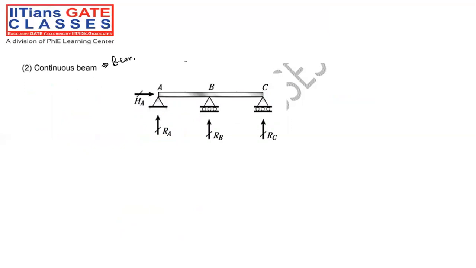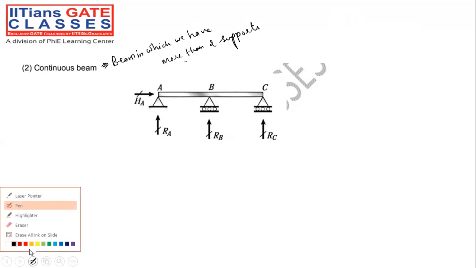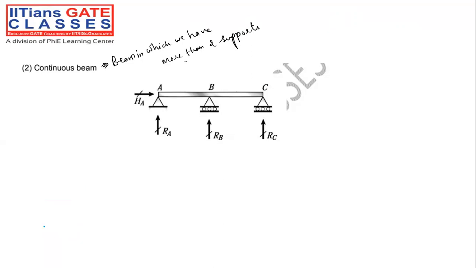A beam in which we have more than two supports, then we say that this particular beam is a continuous beam, right? As far as statically indeterminate or statically determinate beams are concerned, this continuous beam is a statically indeterminate beam. Why am I calling this statically indeterminate?